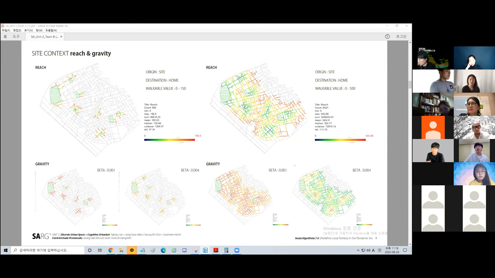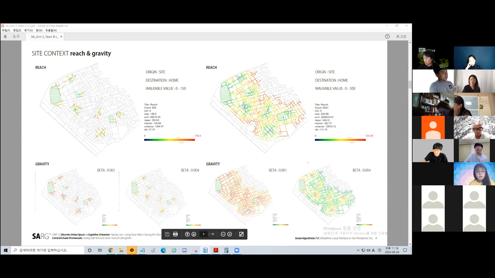And also, there is another factor called beta value, which is used in gravity analysis. This reflects the unique characteristic of environment. For example, what country it is, what city it is, or how the weather is like. If the beta value is low like this, it means the walking environment is very harsh. But in our case, we set the general beta value for Seoul, which is 0.004. And by this, we could get a fine result like this.